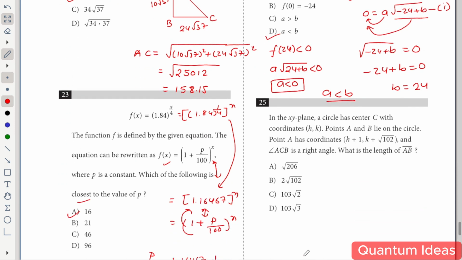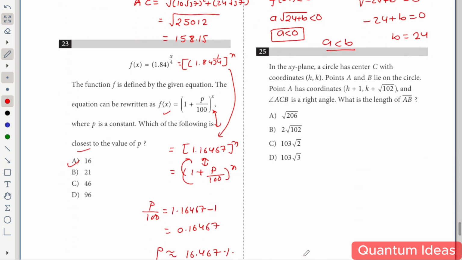So let's move to number 25. I think I have already made a video on this question. So let me see. In the xy plane, a circle has a center C with the coordinates (h, k). Points A and B lie on the circle. Point A has this coordinate, and angle ACB is a right angle. What is the length of AB? Okay, I think I have already done it, so let me do it again.